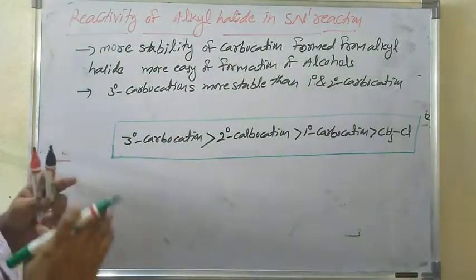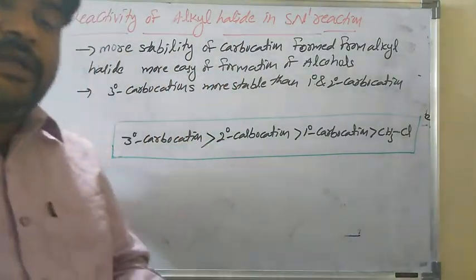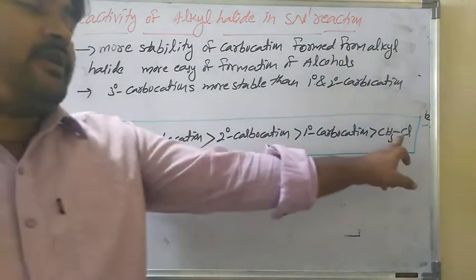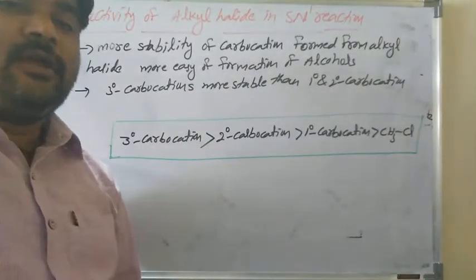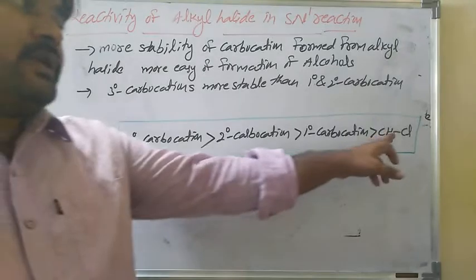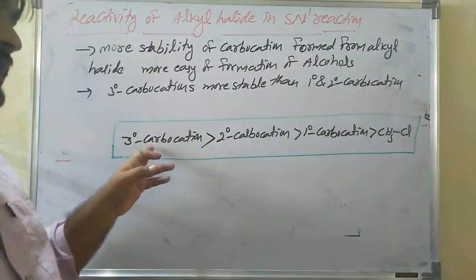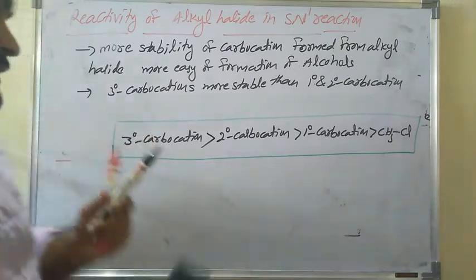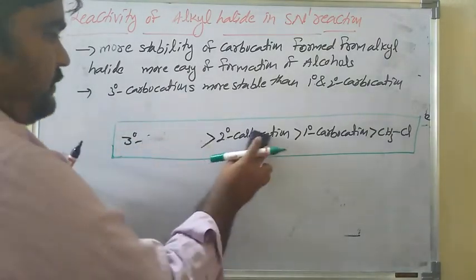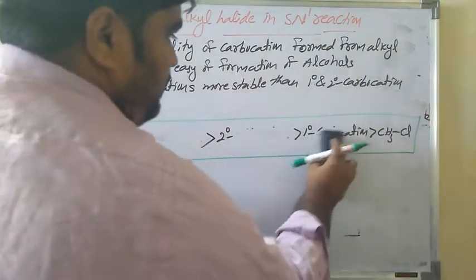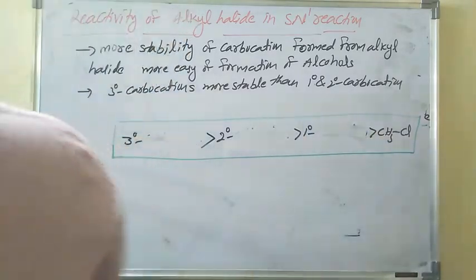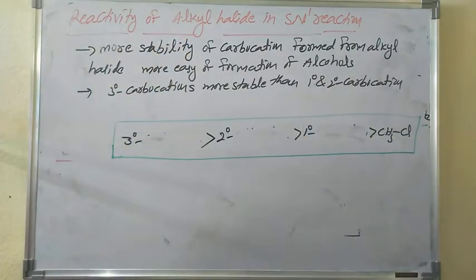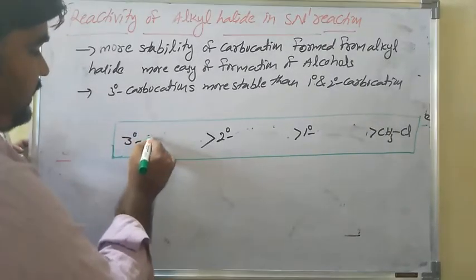SN1 reaction. It is completely reverse for SN2 reaction. In SN2 reaction, methyl chloride is more reactive. But in SN1, tertiary alkyl halide only forms the tertiary carbocation.